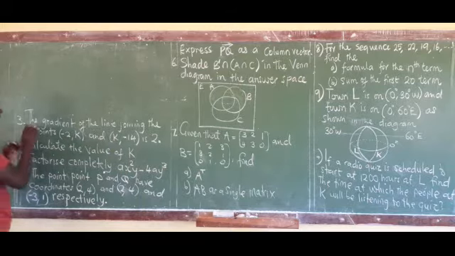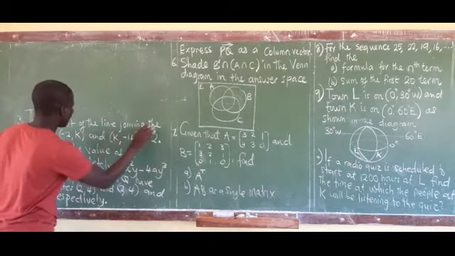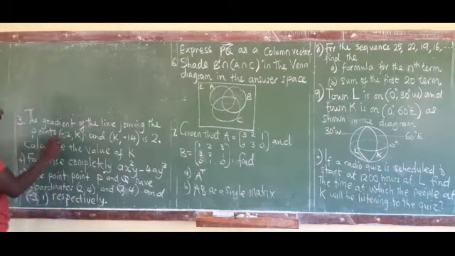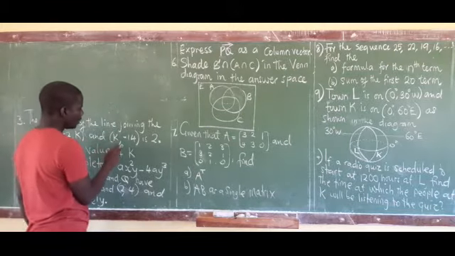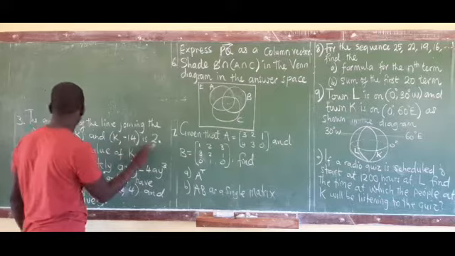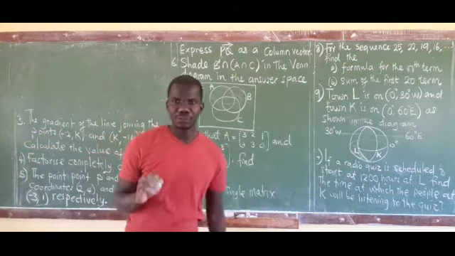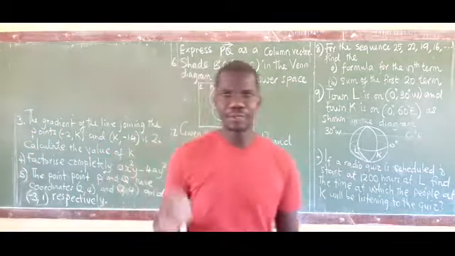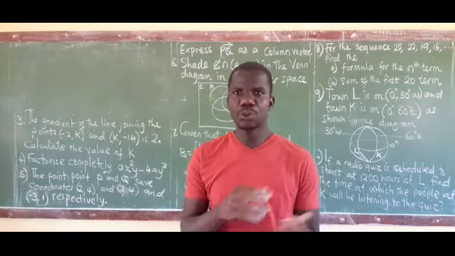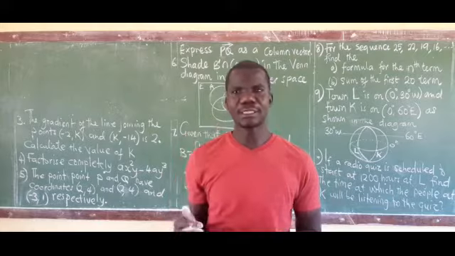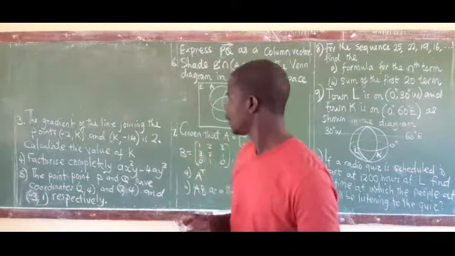So the third question is: the gradient of the line joining the points (-2, k) and (k, -14) is 2. Find the value of k. So how do we find the value of k? What we are supposed to do is go to the formula for the gradient. So what is the formula for the gradient?